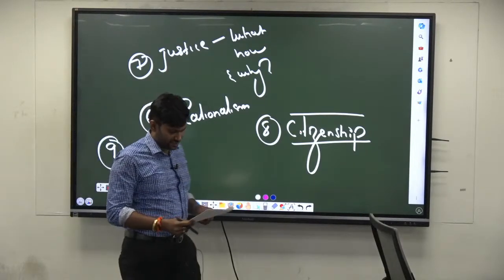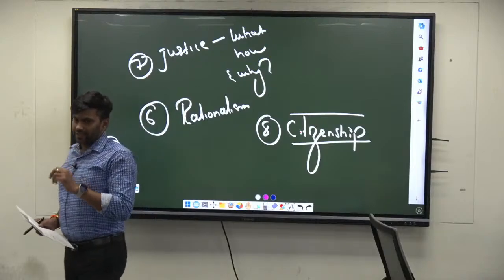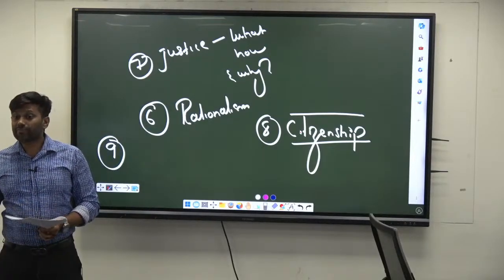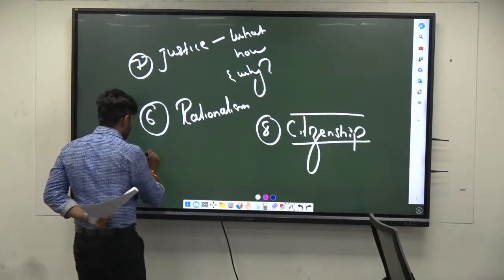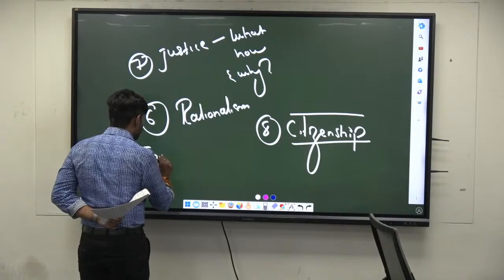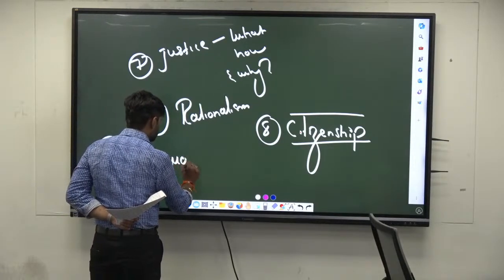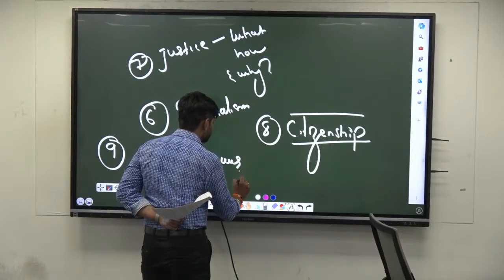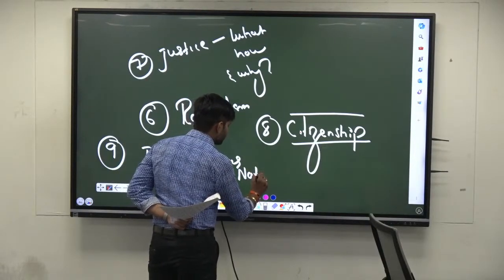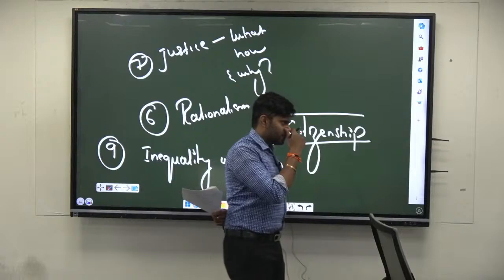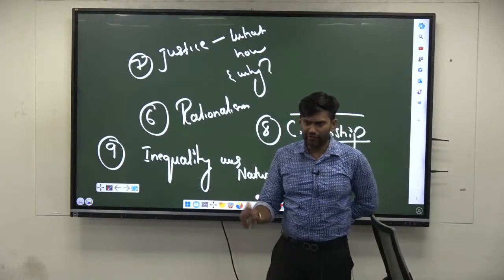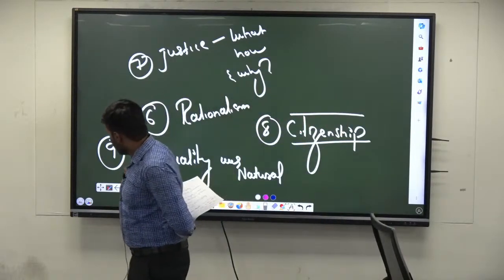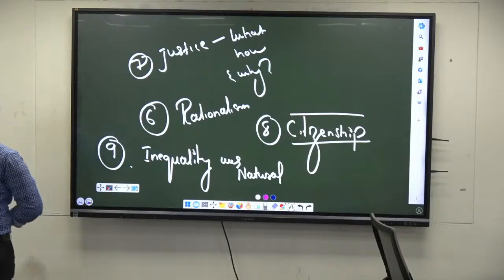The ninth important feature is that Greek political thought largely believed that inequality was natural. See, this is one similarity with Indian political thought. Even the ancient Hindu political thought also believed that inequality is natural. Means everybody is not born equal.